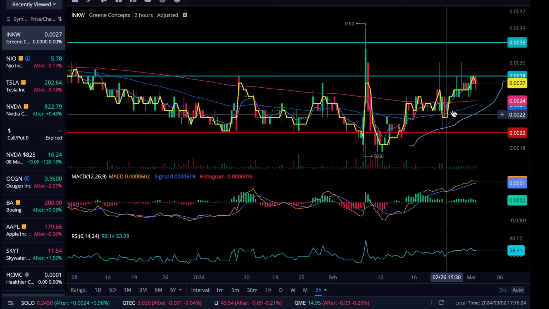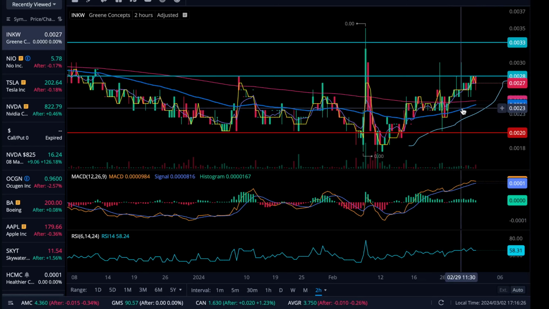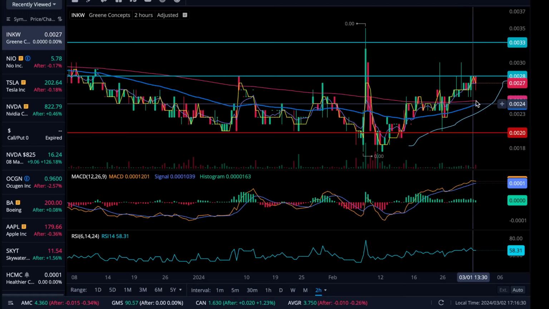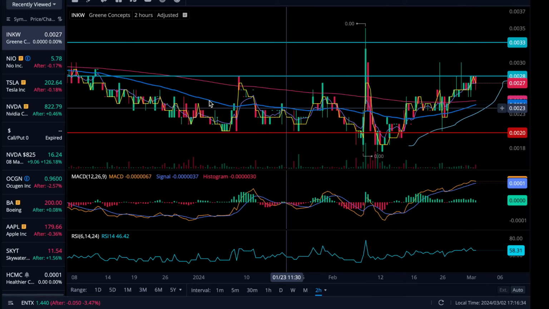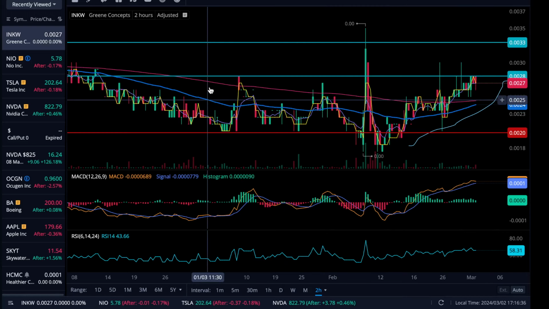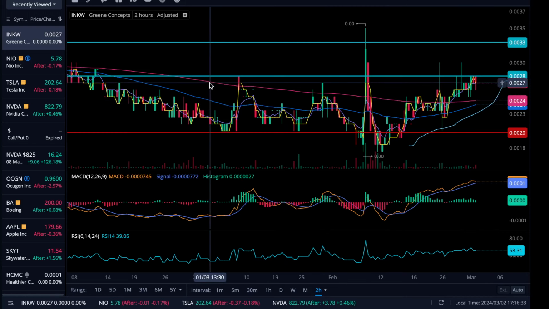And the blue line is bending like Beckham, if you are a soccer fan. It's bending right here to cross over this pink line, and they are sitting right at each other pretty much. The blue line is sitting at 0.0024. The pink line is sitting at 0.0024. They are merging right now, and it's about to cross over, which is going to be a beautiful pump coming up, right? And I hope it's not just a pump and dump, but it's going to be a massive uptrend coming up very soon.